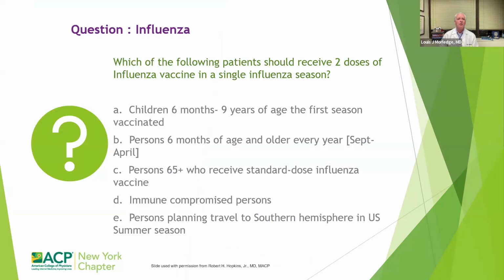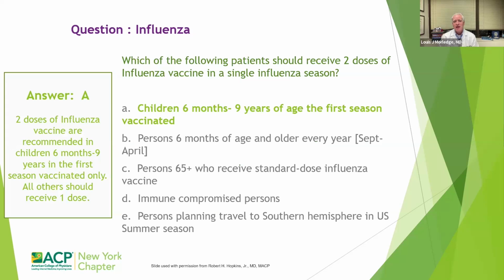To start with, we're going to start with a question, different population, however. Influenza, which of the following patients should receive 2 doses of the influenza vaccine in a single influenza season? A, children 6 to 9 months of age, the first season vaccinated. B, persons 6 months of age or older every year, September to April. C, persons 65 years and older who received the standard dose influenza vaccine, immunocompromised persons, or persons planning to travel to the Southern Hemisphere in the U.S. summer season. And the answer is answer A.